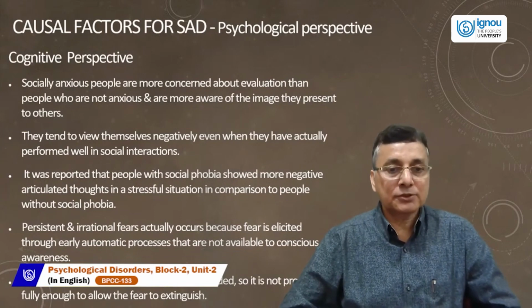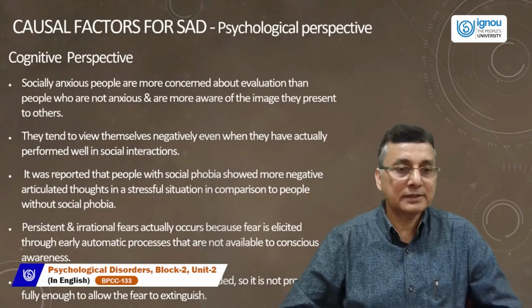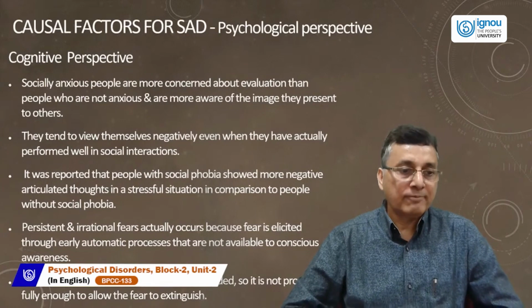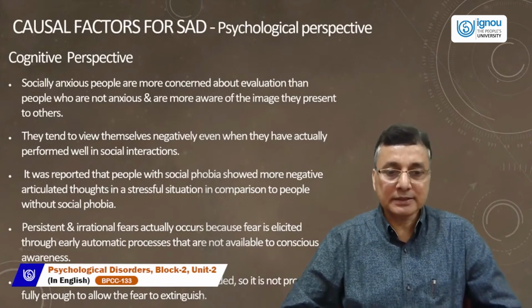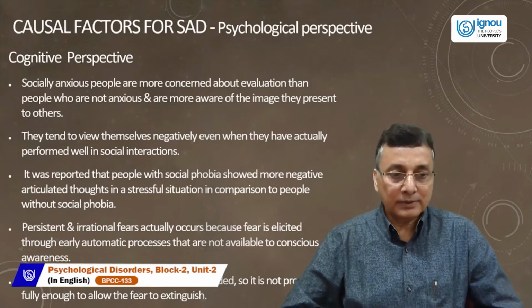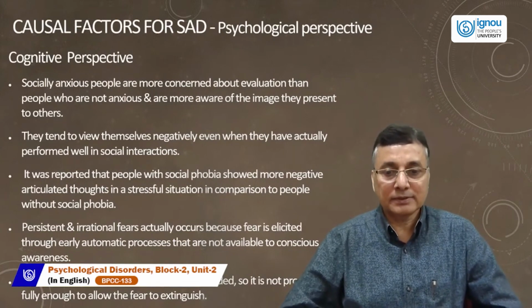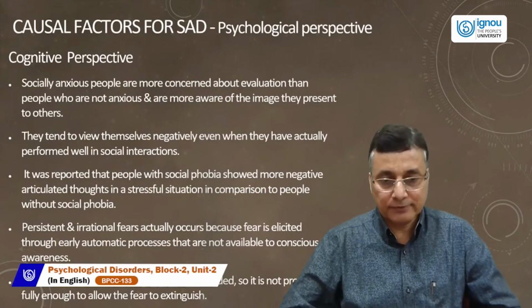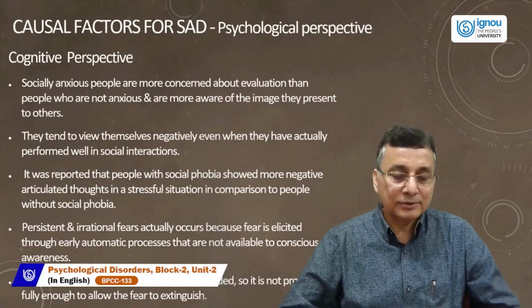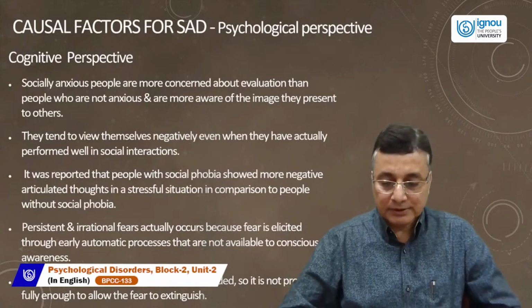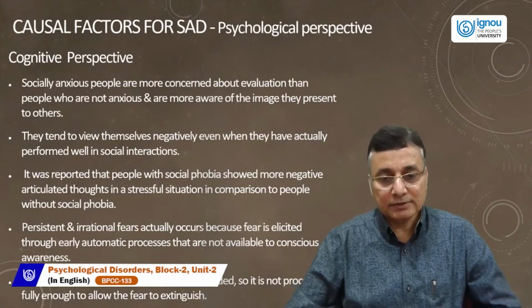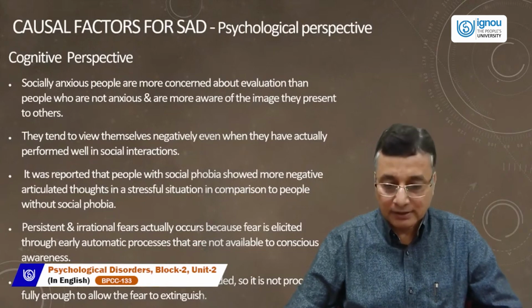It was reported that people with social phobia showed more negative articulated thought in a stressful situation in comparison to people without social phobia. Persistent and irrational fear actually occurs because fear is elicited through early automatic processes that are not available to conscious awareness. It means that the person who develops fear or phobia is basically not aware of the negative automatic thoughts which come into his mind. After this initial processing, the stimulus is avoided, so it is not processed fully enough to allow the fear to extinguish.